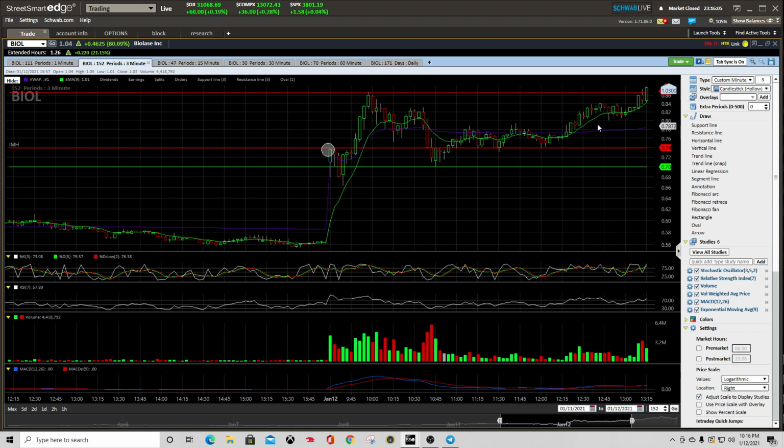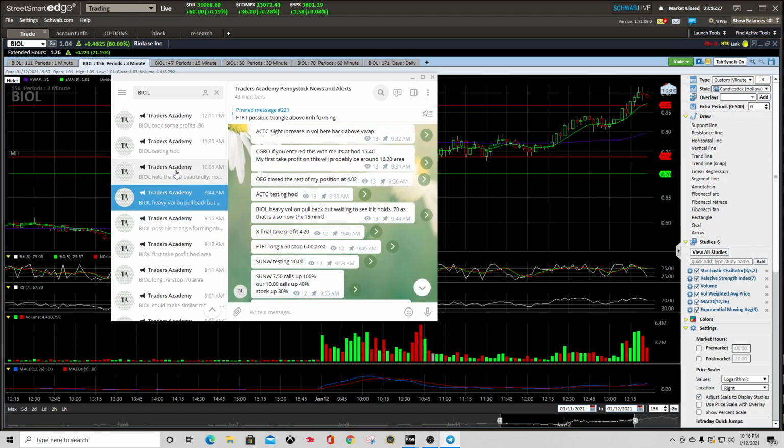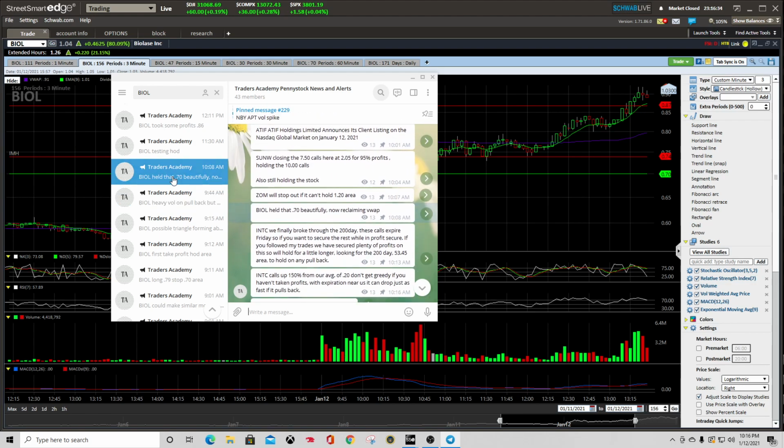It's still strong. It's showing stronger actually, because you got more separation from VWAP now. And not to mention we were having a cross also on the 15-minute as we just looked at a little while ago. And then we come here and we touch the prior high. So then I said, let's see, BIOL held that 0.70 beautifully. Now reclaiming VWAP, testing high day.